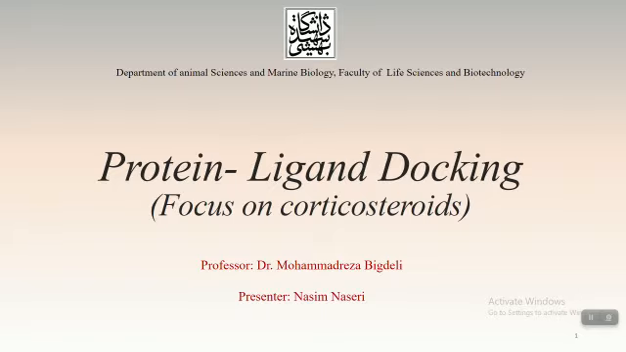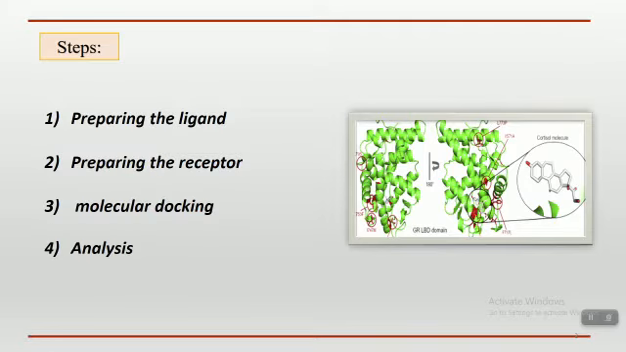In this presentation, we will talk about protein-ligand molecular docking, especially about corticosteroids. Molecular docking is a way to predict the activity and affinity of a ligand to its receptor. Molecular docking studies are used to determine the interaction between two molecules to find the best ligand orientation in the complex with minimal energy.